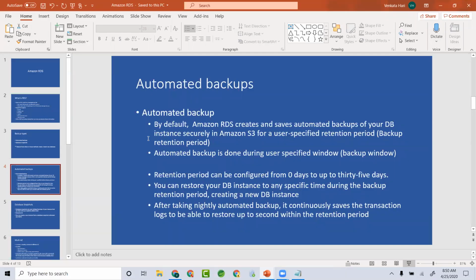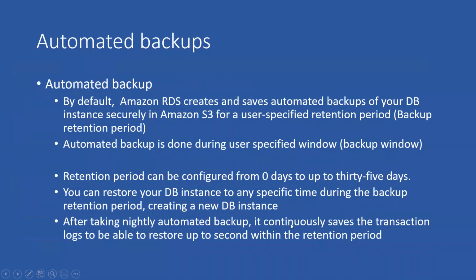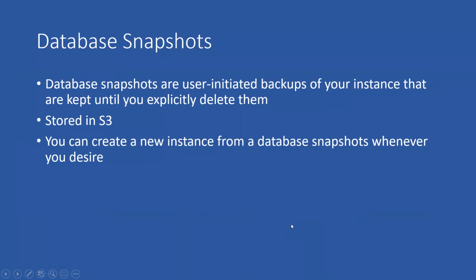Okay, that's about the automated backups. The second option is database snapshots. They didn't mention automated here; they said database snapshots. Automated backups are an automated activity done by Amazon, and a database snapshot is a user-initiated action. So it's a user-initiated backup.